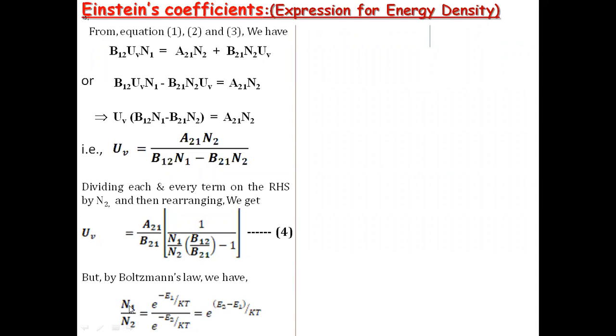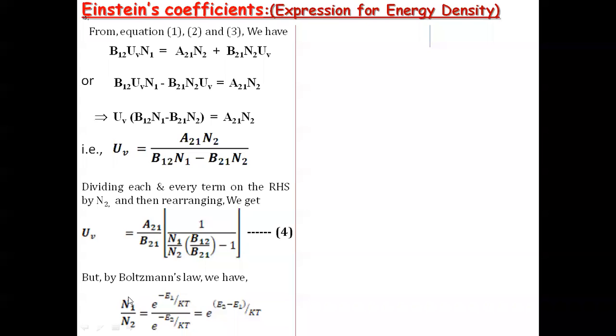That is, the number of atoms in energy level 1 is N1 = e^(-E1/kT), and the number of particles in energy level 2, that is N2, is e^(-E2/kT). Thus N1/N2 is e^((E2-E1)/kT). This is a new concept for you, therefore you have to remember this. There is no other way.